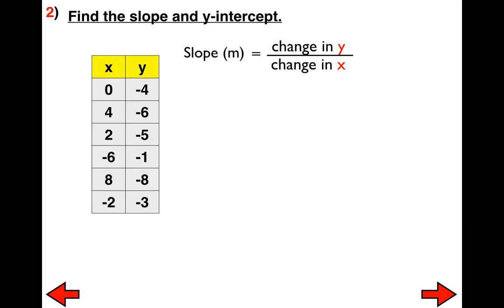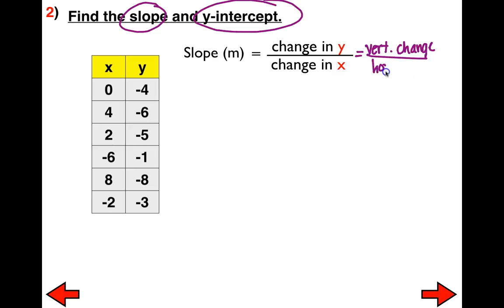In our second example, we are asked to do two things. We're asked to find the slope as well as the y-intercept. So first things first, let's take care of slope. Slope, once more, is the change in y over the change in x. This is directly related to the vertical change over the horizontal change. So however you want to think of it, it really doesn't matter because it means the same thing.